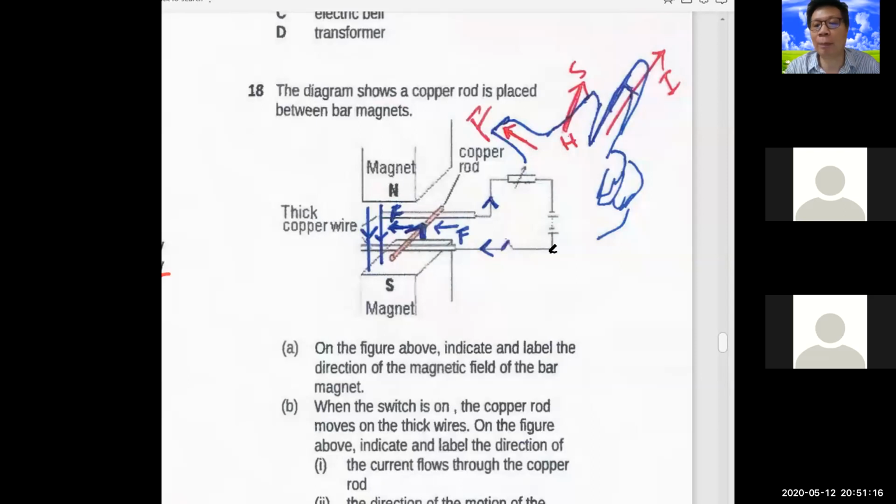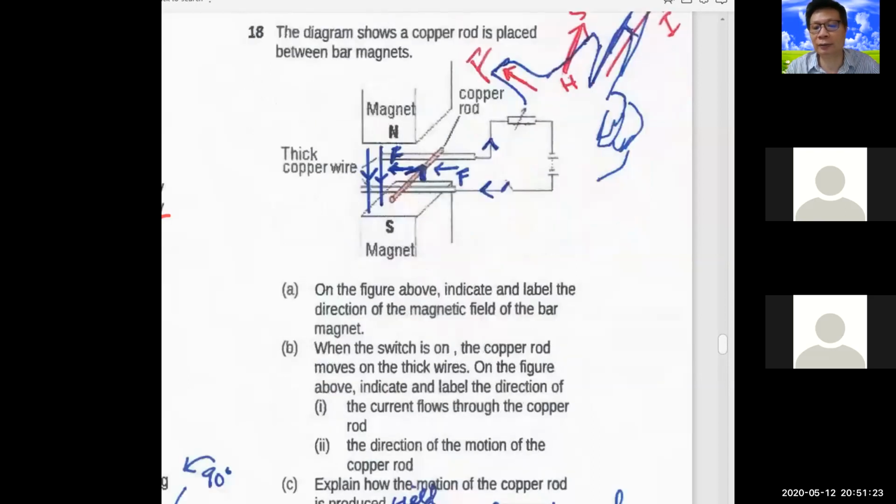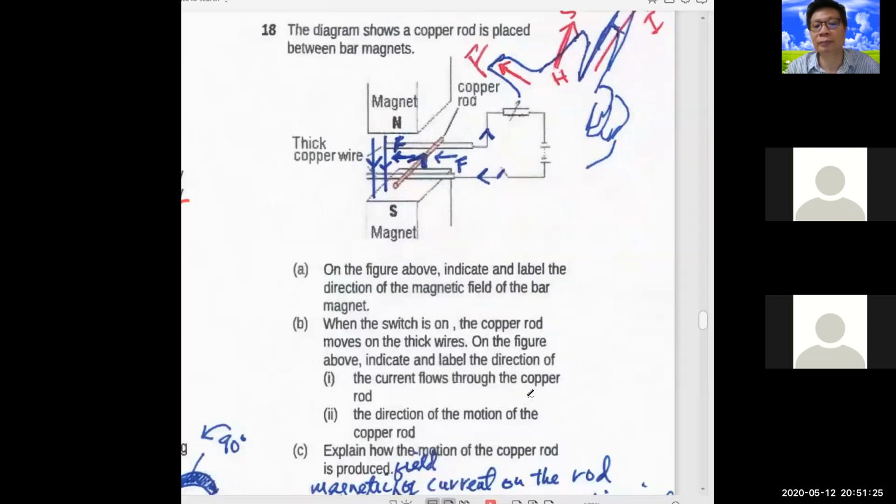Okay. Come out from positive, then cross over. So this is the direction of current. Okay, next. The direction of motion of the copper rod. Okay, the direction of motion is here, go to the left side, using Fleming's left hand. Use Fleming's left hand: current goes in, magnet north to south points on the floor going down, then your thumb points to the left side, so the force goes to the left, okay?